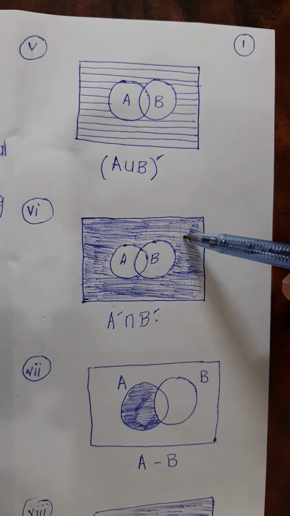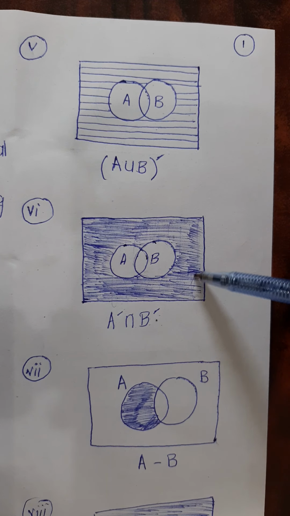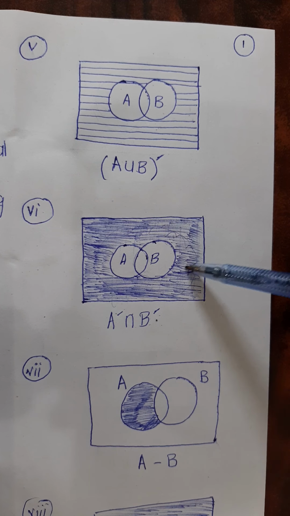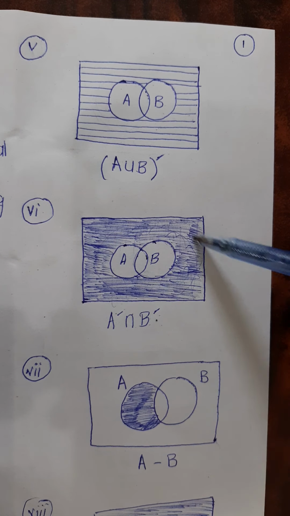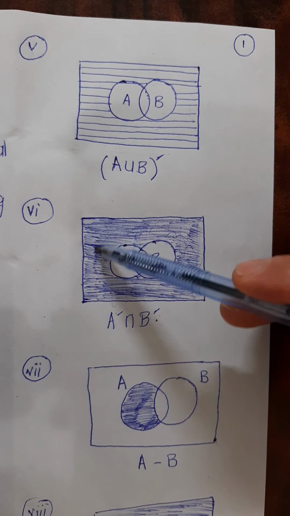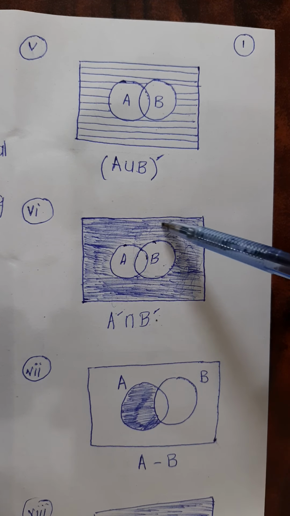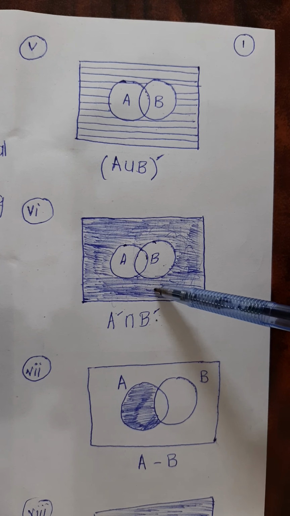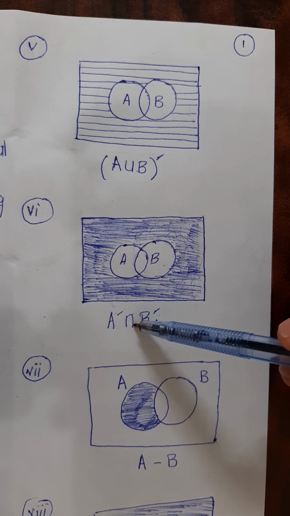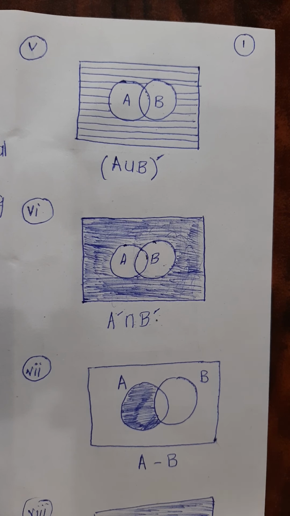So you will observe that this outside part is a part of A complement, and this part is also a part of B complement. So this area is common to both A complement and B complement, which means this shaded area is represented by A complement intersection B complement.